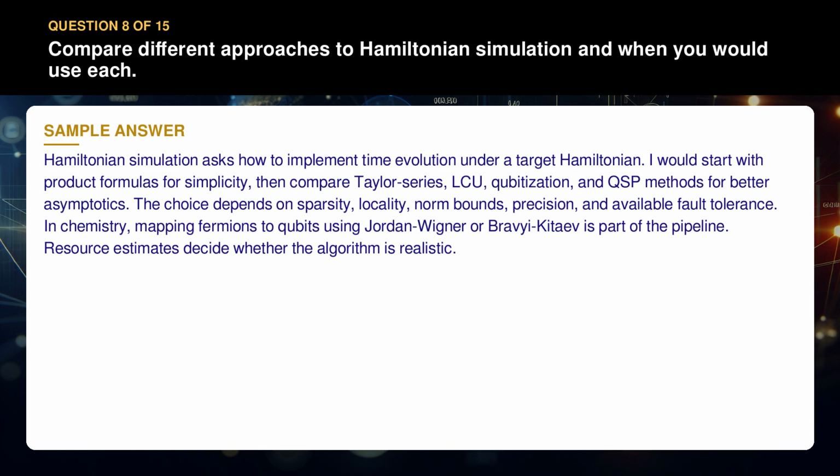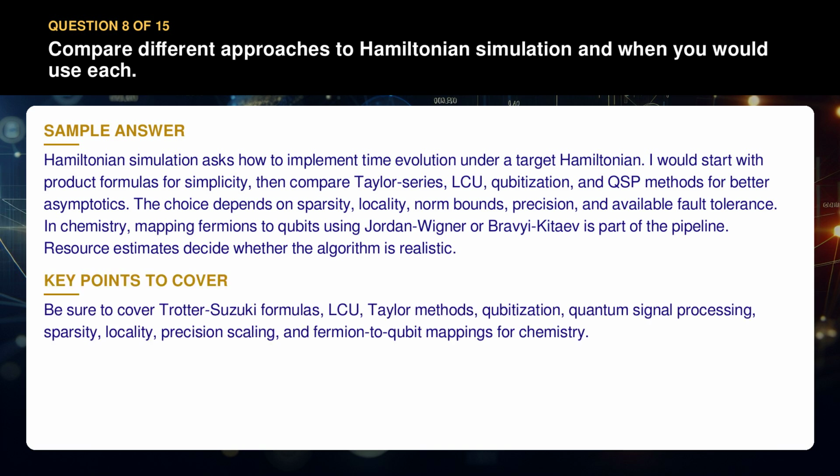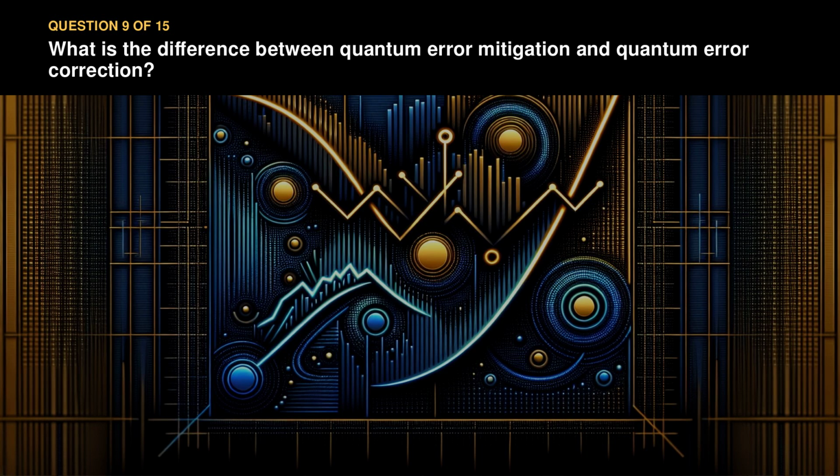The choice depends on sparsity, locality, norm bounds, precision, and available fault tolerance. In chemistry, mapping fermions to qubits using Jordan-Wigner or Bravyi-Kitaev is part of the pipeline. Resource estimates decide whether the algorithm is realistic. Be sure to cover Trotter-Suzuki formulas, LCU, Taylor methods, qubitization, quantum signal processing, sparsity, locality, precision scaling, and fermion to qubit mappings for chemistry.